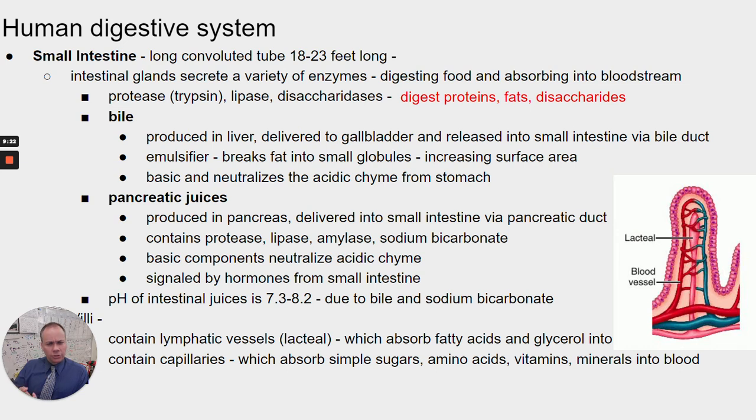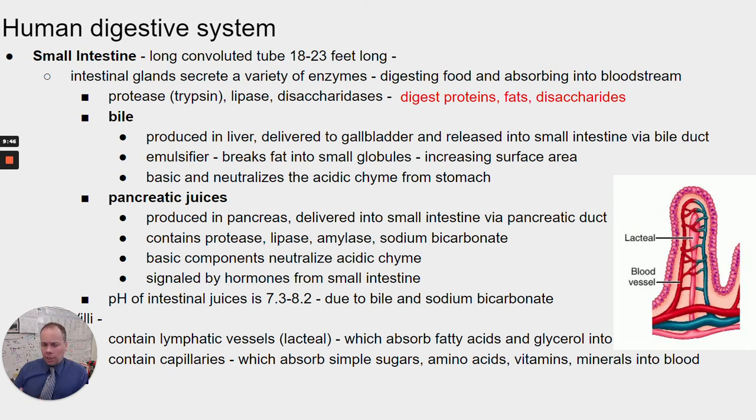And this bile is also basic. It helps to neutralize some of the acids that were coming into the small intestine from the stomach, and that's important as well, because these enzymes in the small intestine work best at a pH that's much more neutral. And so this bile and the pancreatic juices help to neutralize the acids.